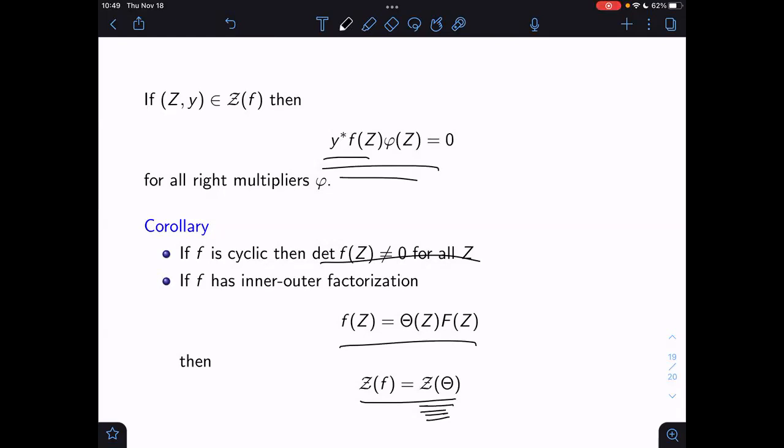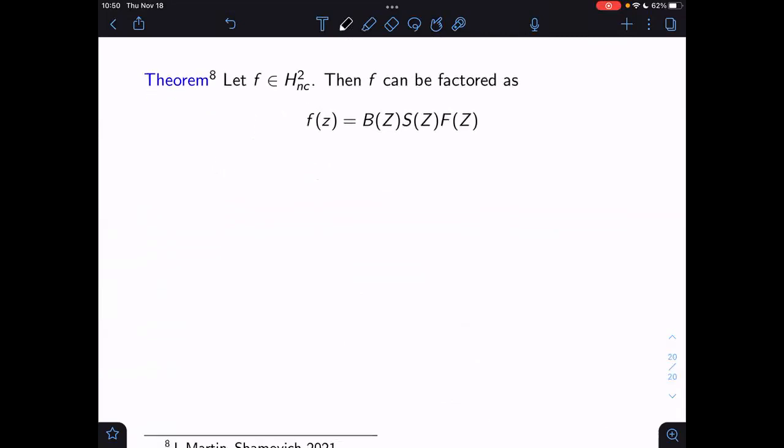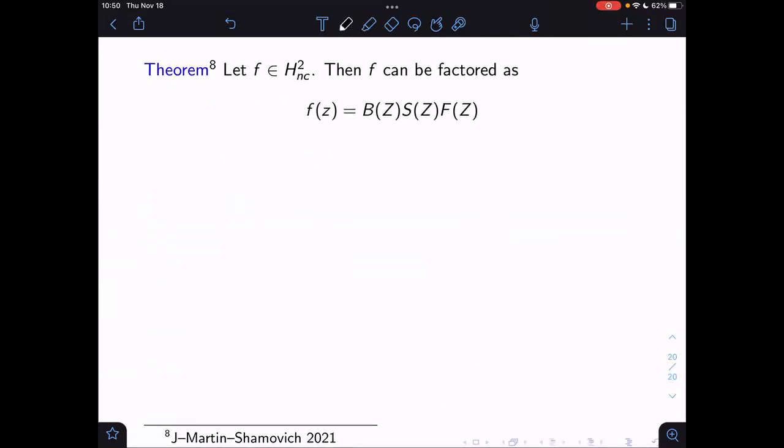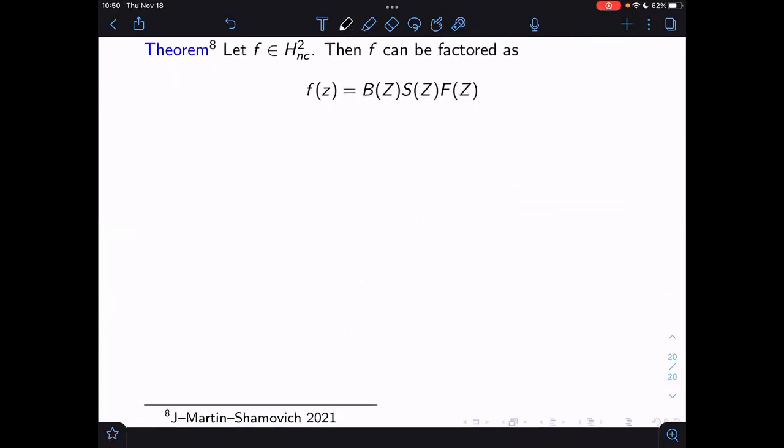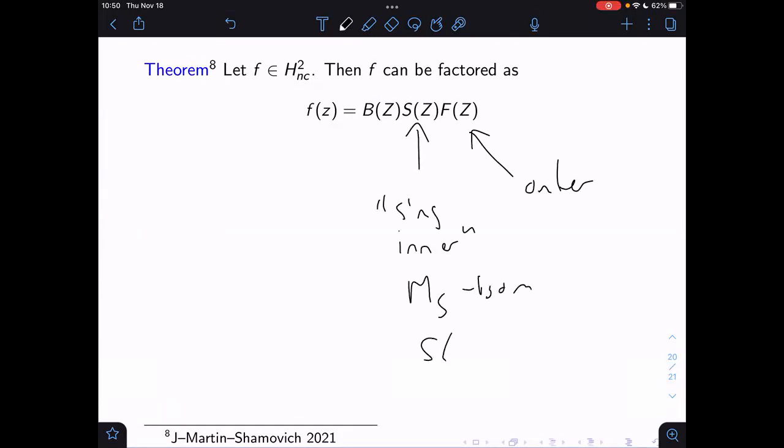But we can say one thing that's, I think, kind of surprising. In the NC case, you nonetheless have a Blaschke singular outer factorization, where I have to be a little bit careful about how to define these. And so I'm out of time. I'm not going to try to do this, but basically this F is going to be an outer thing. This S will be a singular inner thing in the sense that it's an isometric multiplier. That's why I call it inner, but S has no zeros.